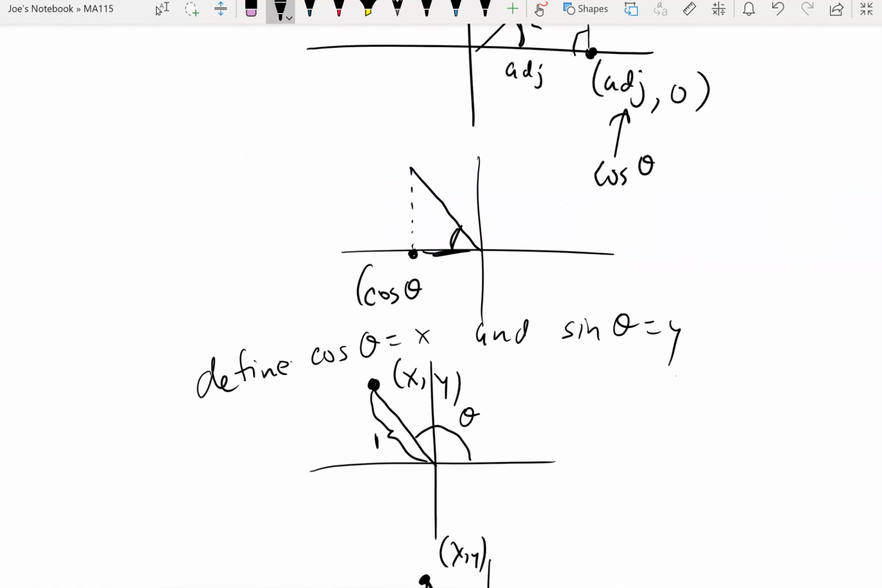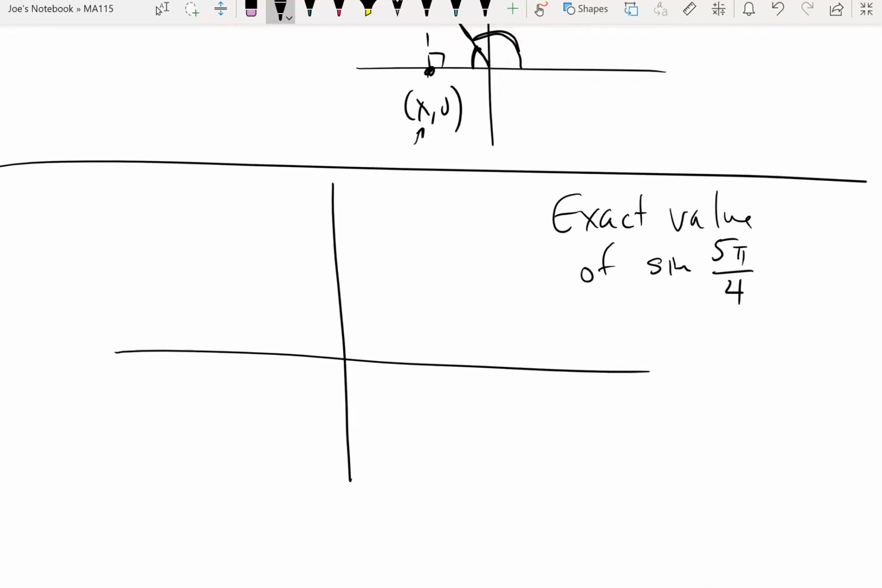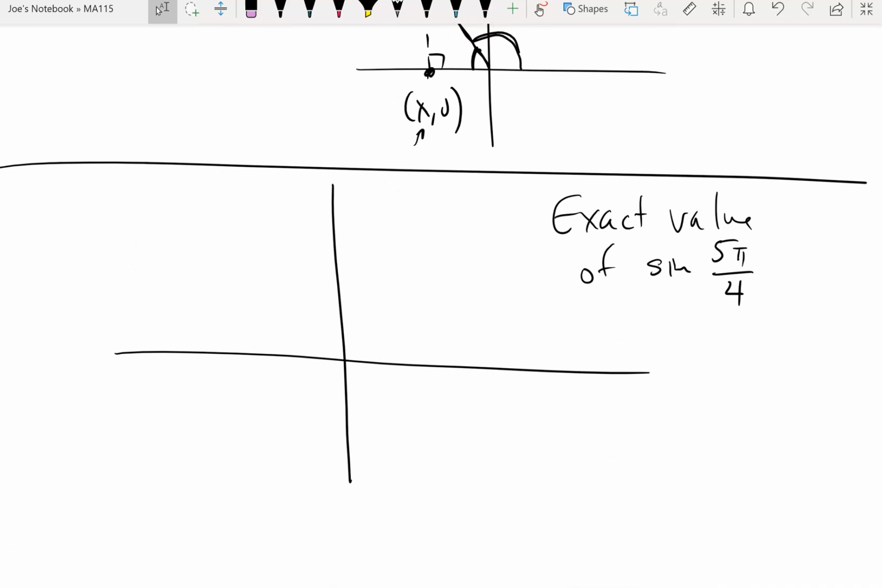All right, so let's look at this one. Where does 5 pi over 4 end up? All the way around here is pi, which is 4 pi over 4. So I have to go another pi over 4 to get where the terminal side is. So here's standard position. There is pi, which is 4 pi over 4, so I have to go one more pi over 4. Does that make sense? Okay, cool, good.